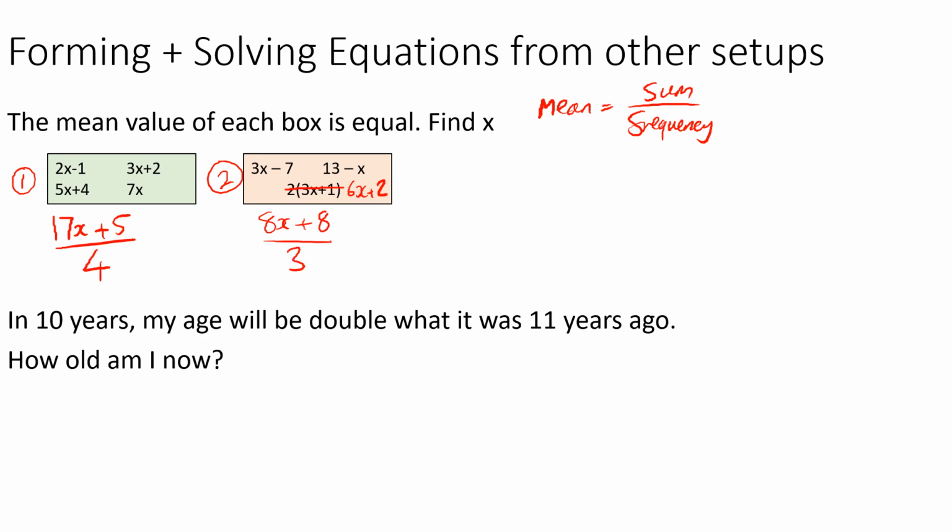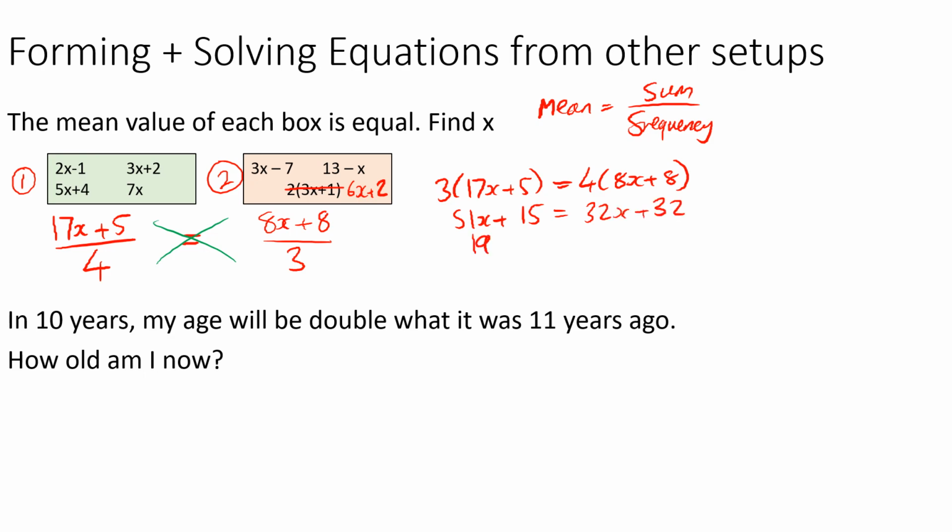So sum over frequency, and the mean value of each box is equal, so these two are equal to each other. What does that mean we've got? It means we've got another cross multiplication. So let's do it. 3 lots of 17x plus 5 is equal to 4 lots of 8x plus 8. Expand. 51x plus 15, 32x plus 32. Subtract 32x, so 19x plus 15 is 32. Take away the 15. 19x equals 17. And then divide, so we've got x is 17 over 19. And again, you don't have to do anything with that.